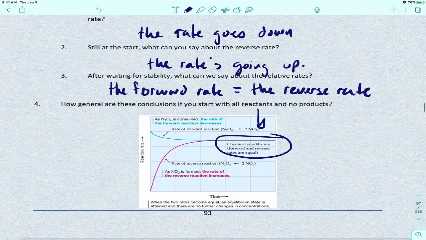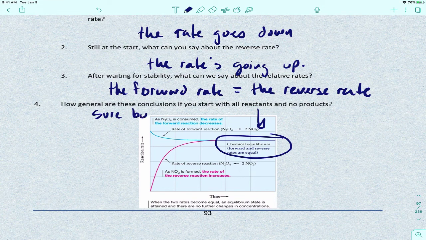And now how general are these conclusions if we start with all reactants and no products? This is a sure bet. This is what we're going to be seeing almost every single time. And that being said, that's enough to get us started in exploring this idea of chemical equilibrium.